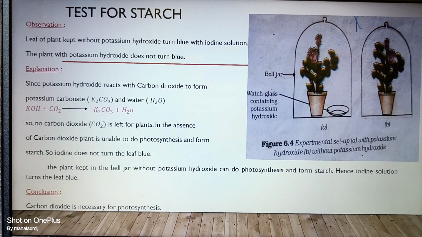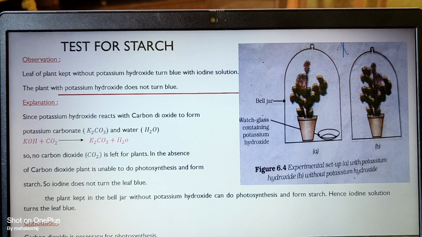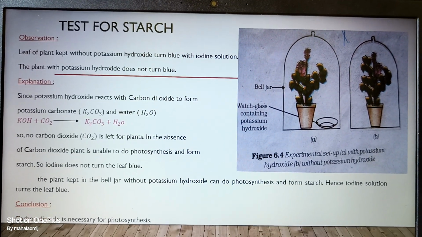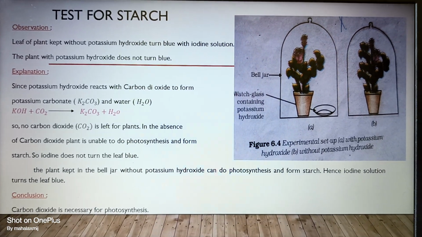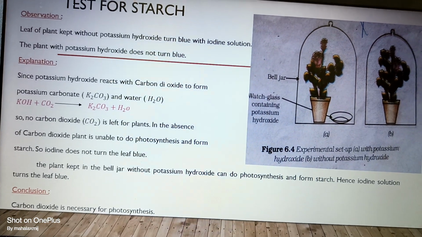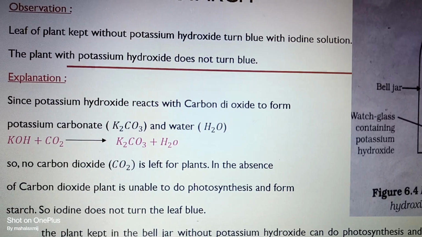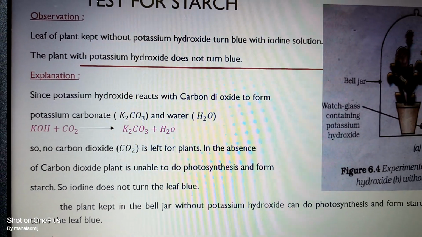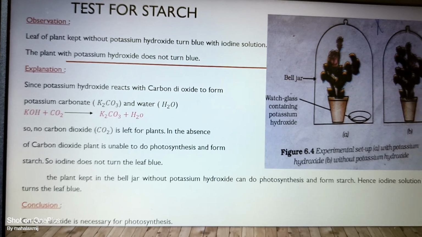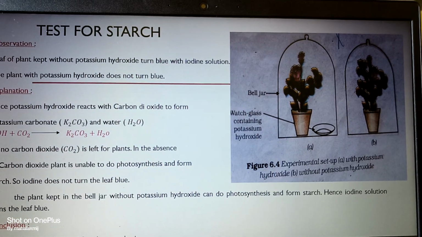And the next comes is test for starch. So this question is asked many times in the prelims as well as in the final exams. So here the complete description about this experiment is given. First one is observation, then explanation and conclusion. Even the reaction is given. So the conclusion is that carbon dioxide is necessary for the photosynthesis.